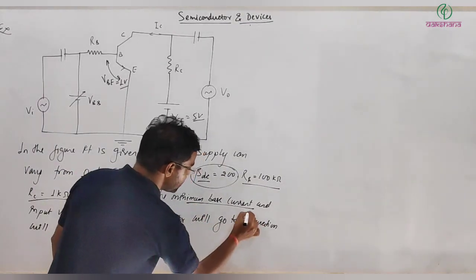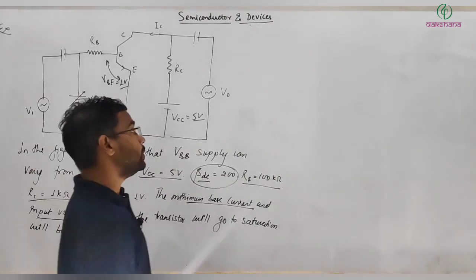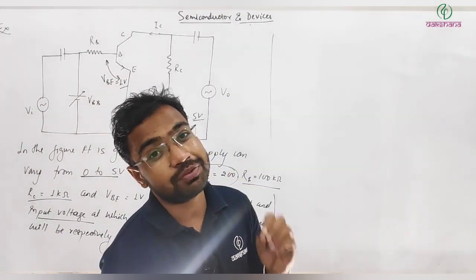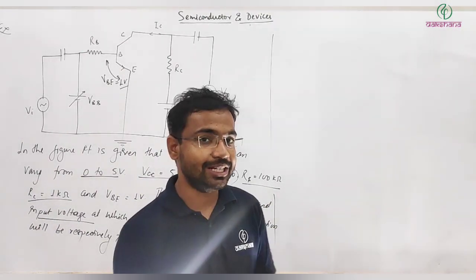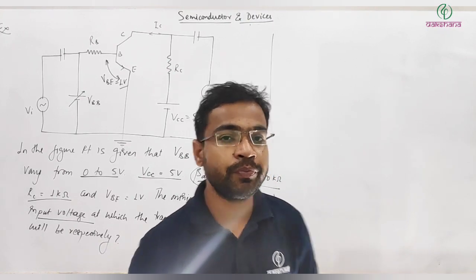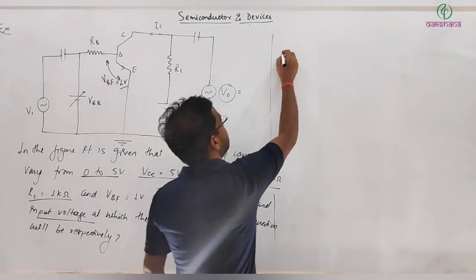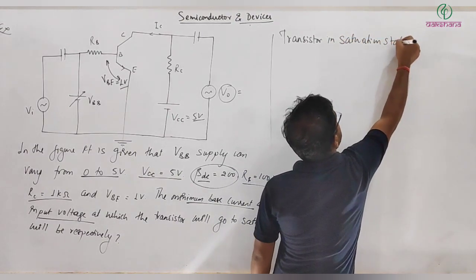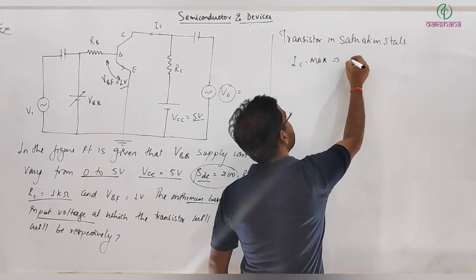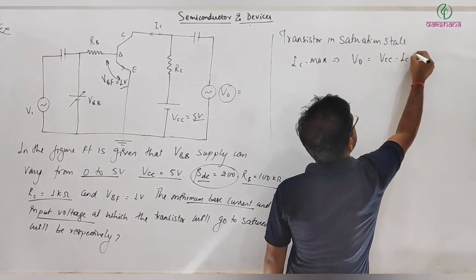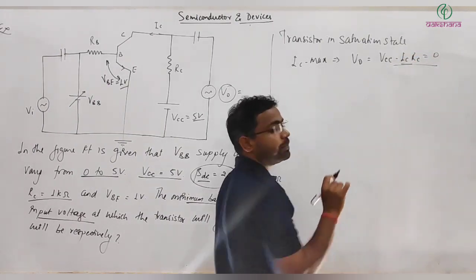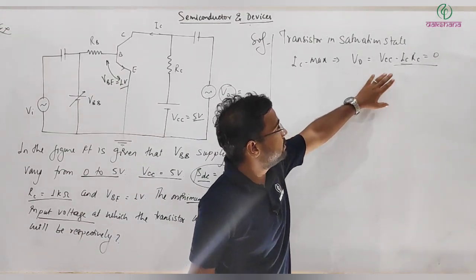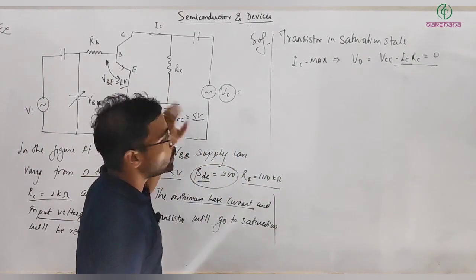So here you are asked to find the minimum base current and input voltage at which the transistor will go into saturation state. The only thing you require here is that you must understand the meaning of the transistor in saturation state. As I told, saturation state means the current IC is becoming maximum, and at that point the potential here, let me write it, in saturation state IC is max, and that implies V output is equal to VCC minus IC into RC, and when it is max, this is 0. That is the point you must know here. Once you are aware of this point, then it's straightforward. So we can get the IC, the current at which the transistor will go into saturation state.